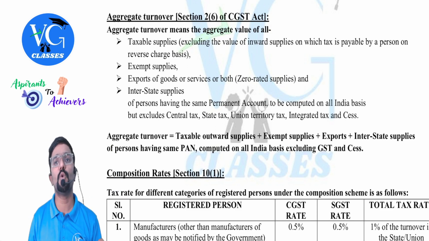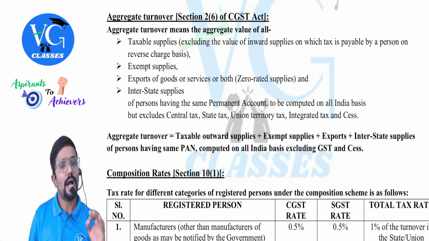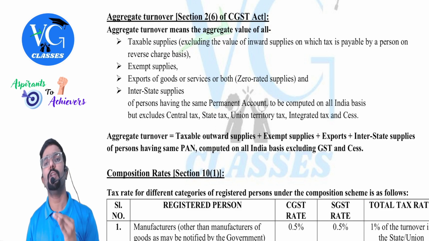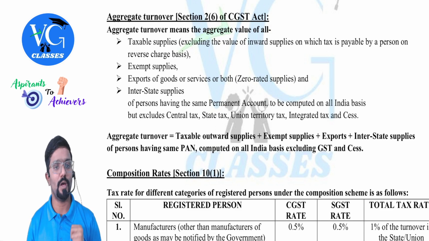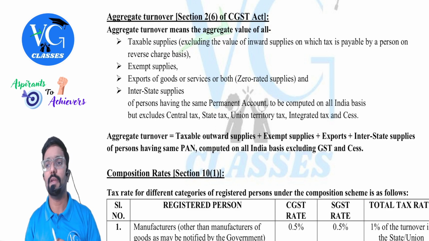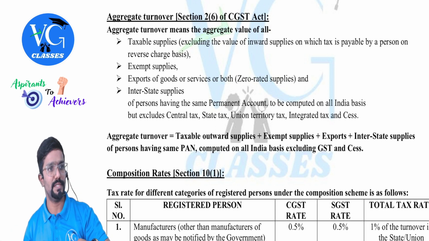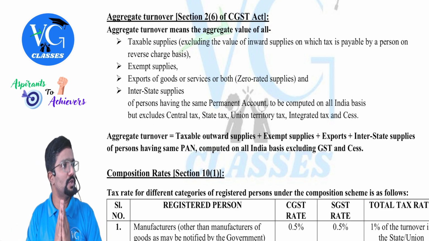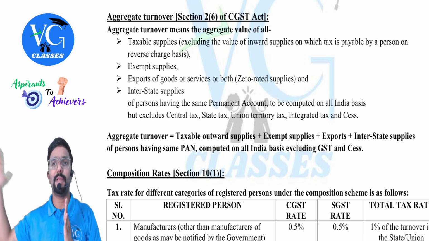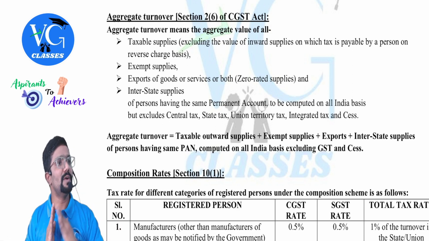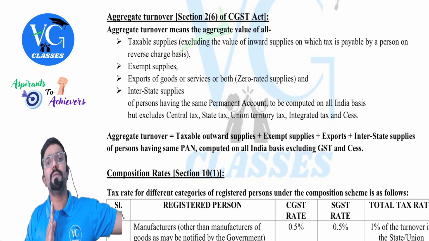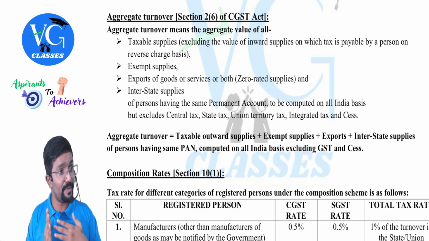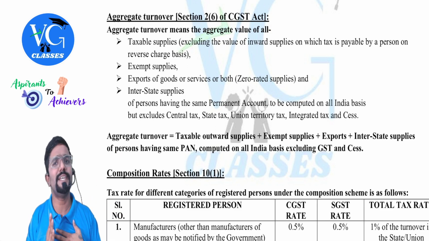Sir, what is the definition of aggregate turnover? We will see. Aggregate turnover means the aggregate value of all taxable supplies excluding the value of inward supply on which tax is payable by a person on reverse charge basis. Guys, simple. Does aggregate turnover include only my outward supply? Will it include my inward supply? No. Sir, on my inward supply RCM is applicable, I should pay a tax. Still, it is not my turnover.